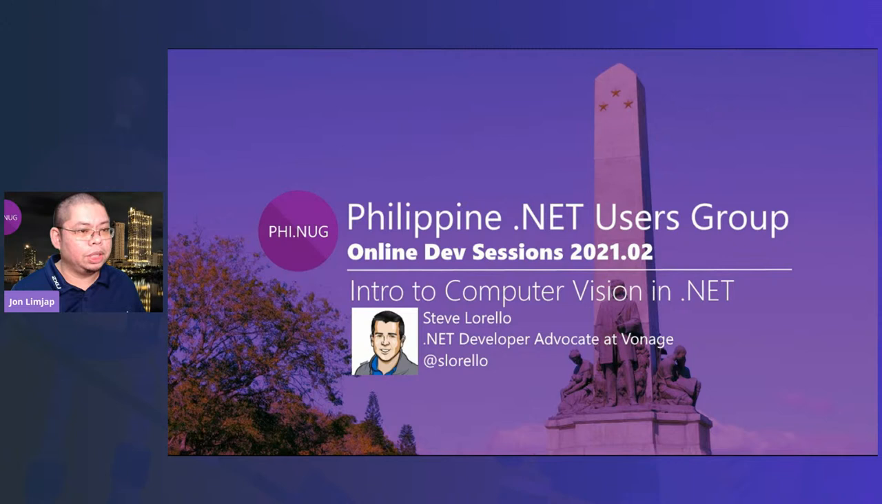And tonight we have a very special guest. He hails from Florida, and he's actually a .NET developer advocate at a company called Vonage. Personally, I only heard about Vonage when I log into my GitHub account. I get my 2FA, and Vonage is what sends the 2FA code. But apparently, they do a lot of really interesting things there. It's a lot more than just SMS. So, without further ado, I'm giving you over to our speaker tonight, Steve Lorello.